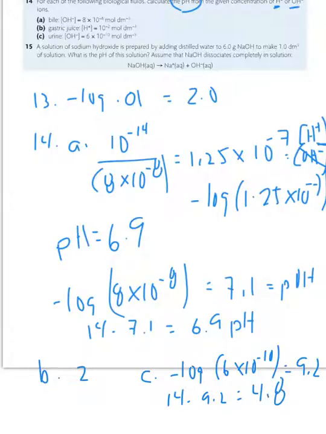I'm going to clear a little space here so I can squeeze number 15 on yet. So number 15 is a little bit of work. It says 6 grams of NaOH is added to 1 liter of water. What's the pH of the solution? Assume that NaOH dissociates completely. So first thing I need to know is how many moles I have. 6 grams of NaOH, at approximately 40 grams per mole, so I take my 6 and divide by 40. And I've got 0.15 moles in a liter.